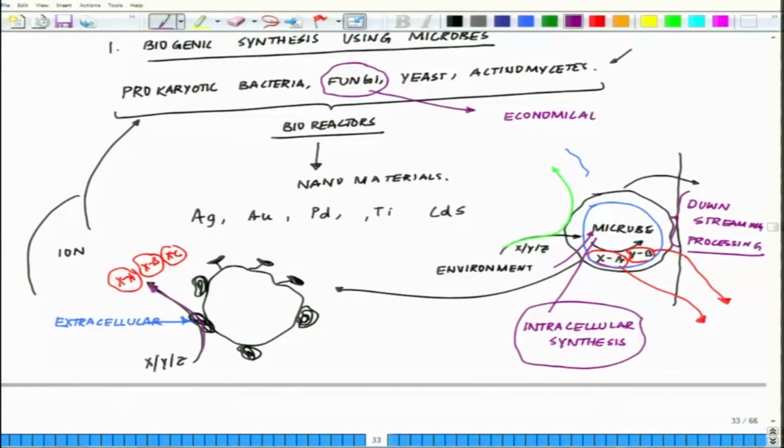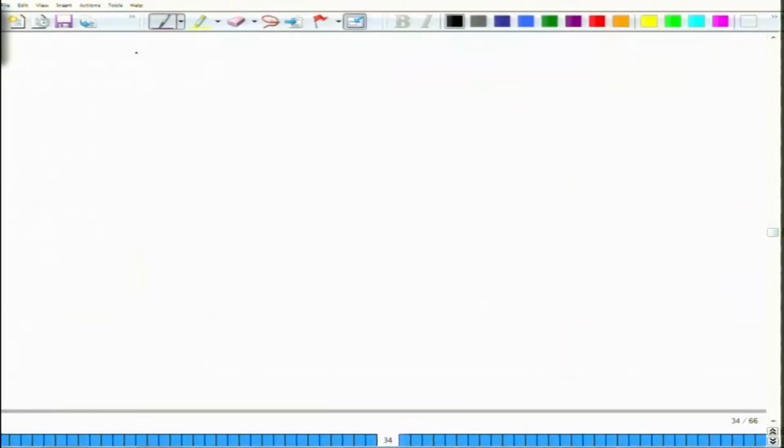The next one is template assisted, which is biomolecules as template to design nanomaterials. Okay.